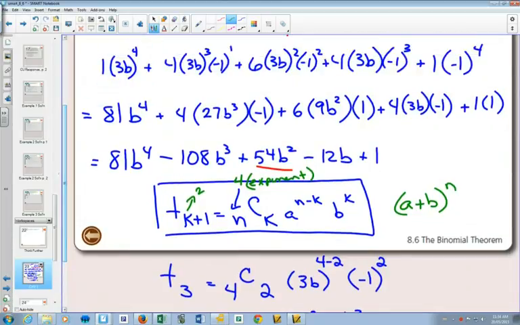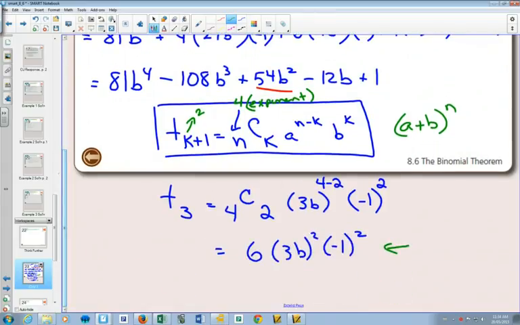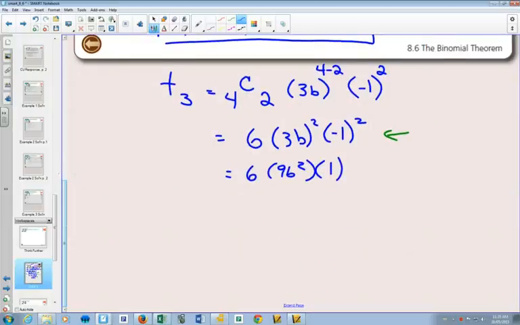Move up a little bit. Right there, when we had the 6 from Pascal's triangle, we had the 3b squared and the negative 1 squared. Then when you multiply this all out, this will be 6 times 9b squared times positive 1, and you get 54b squared, which is what we found term 3 to be as we went all the way through.